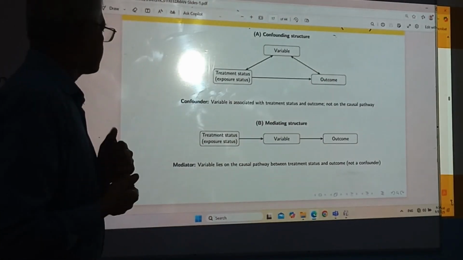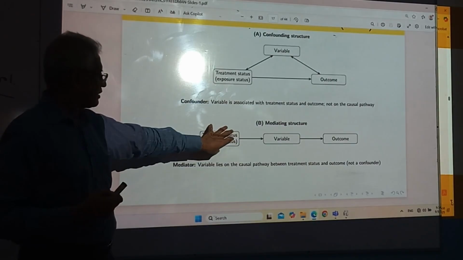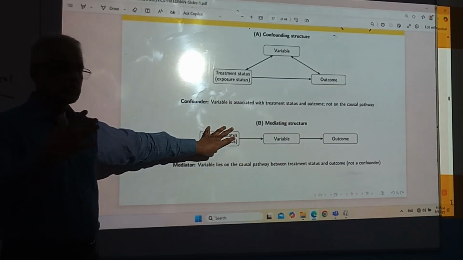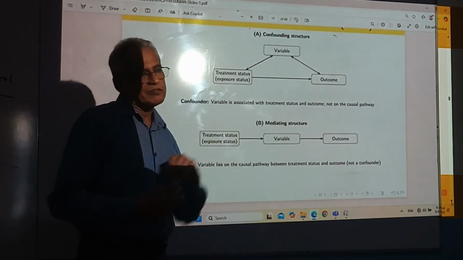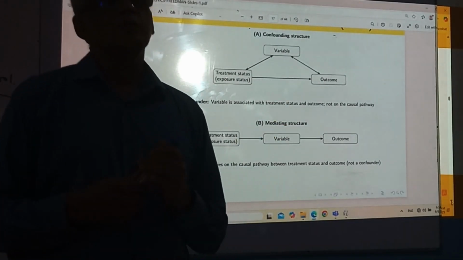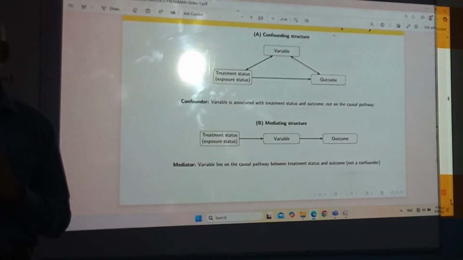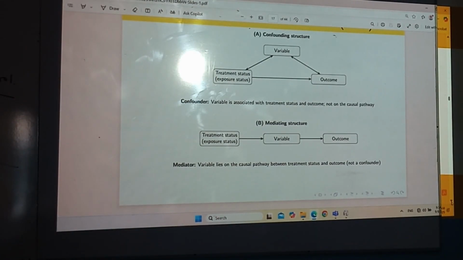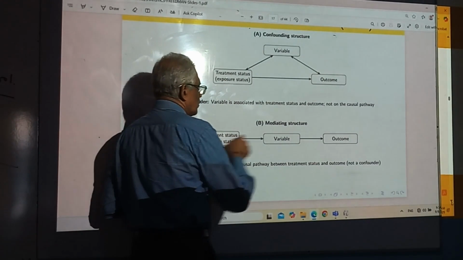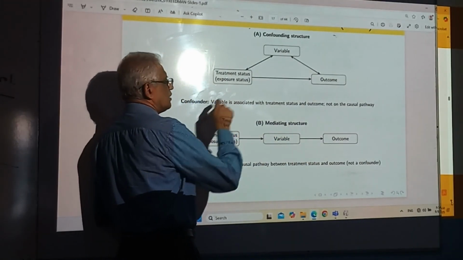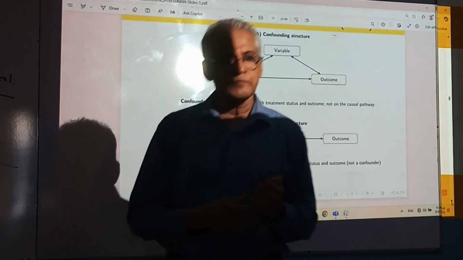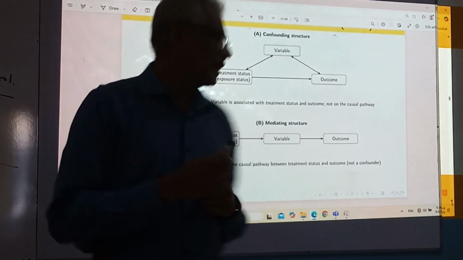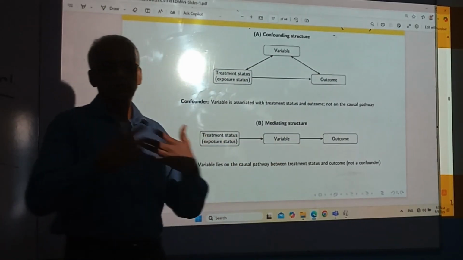For example, now you are considering the status of the treatment, whether the person got the treatment or not, and the outcome, whether the person got polio or not. Suppose the third variable we consider is whether the person has improved his immunity or not. Let's consider that variable. Right? So that variable is going to be in the middle. If treatment improves the immunity, that improvement of immunity will prevent the person from getting polio. Right? So in that case, it's not a confounding variable; it's called an intermediate variable.